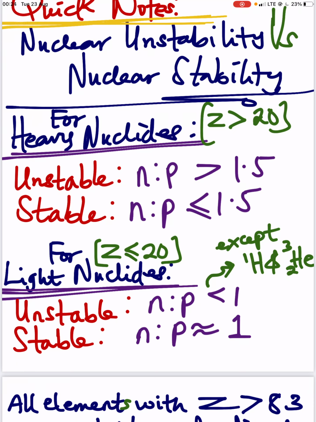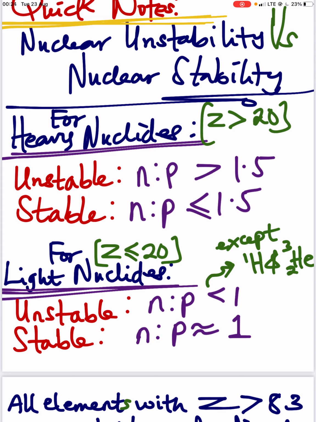So for small nuclides, whenever the neutron to proton ratio is greater than 1, the atom will be unstable and it will be radioactive. So that's what happens to tritium, 3 1H, because it has 2 neutrons and 1 proton. So the neutron to proton ratio in it will be 2 to 1. So that's much greater than 1, and it will be radioactive.